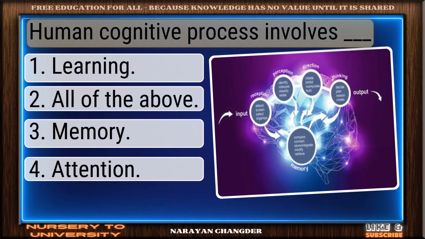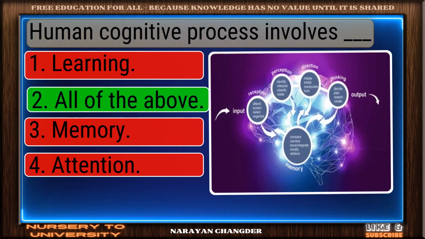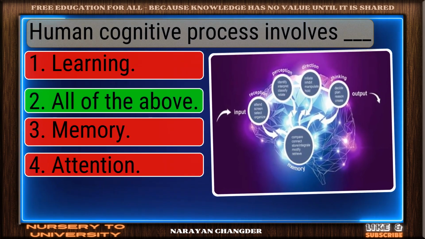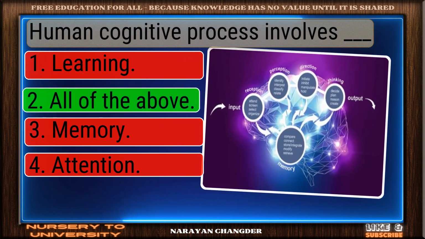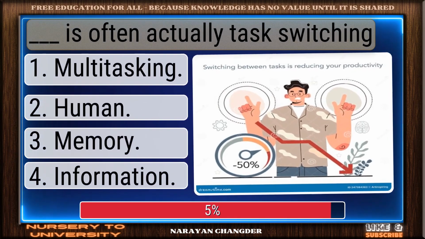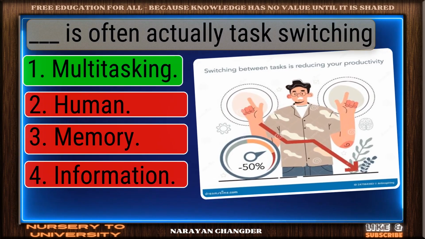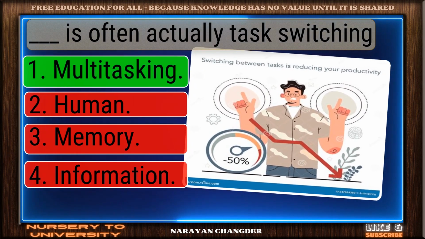Human cognitive process involves dash. Nice selection. All of the above is the correct and valid answer. Dash is often actually task switching. Sharp thinking. Multitasking is the right choice.